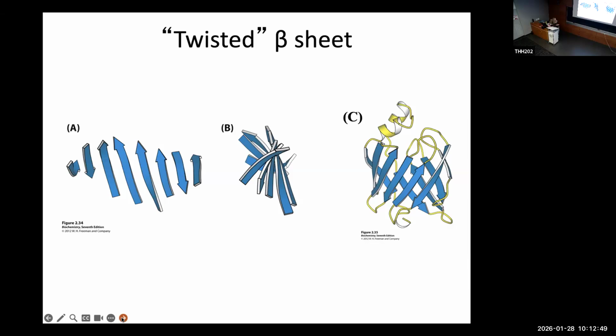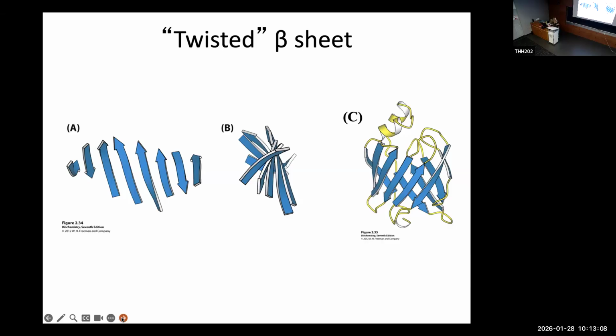This isn't showing any of the connecting regions of the polypeptide, so we're leaving that out. This one does show the looping between the two beta strands, so you can see the other parts of the protein there connecting.